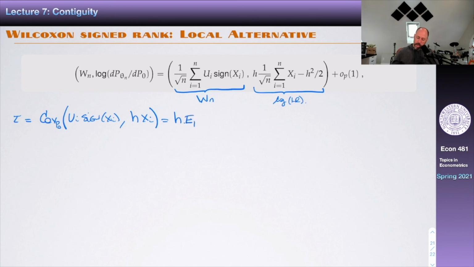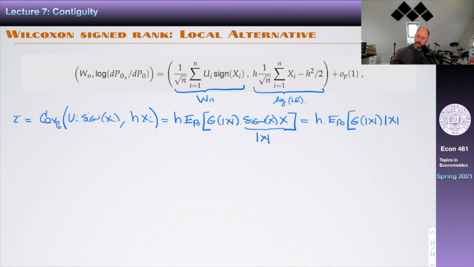So this is going to be expected value under P naught of g of the absolute value of x times the sine of x times x, because the covariance is the expected value of the product minus the product of the expectations, but the expected value of u times the sine of x is 0 according to distribution P, so this is equal to this over here. And the sine of x times x is just the absolute value of x. So this is h times the expected value under P0 of g of the absolute value of x times the absolute value of x. And this you can solve integrating by parts. I'm not going to do this today. It's not difficult, but it's just going to be h divided by square root pi.